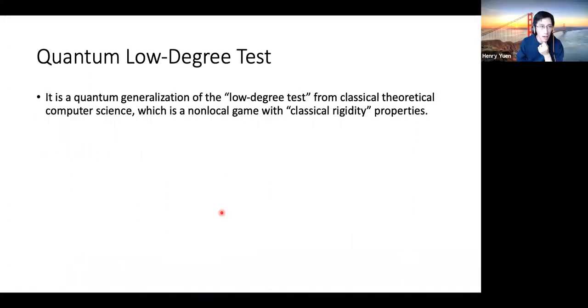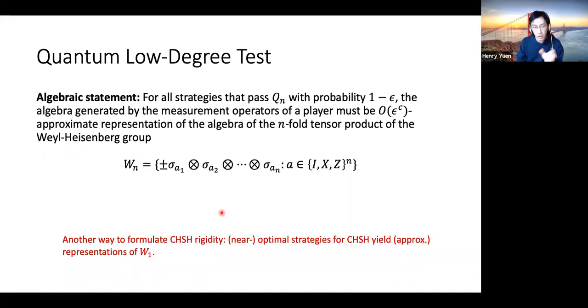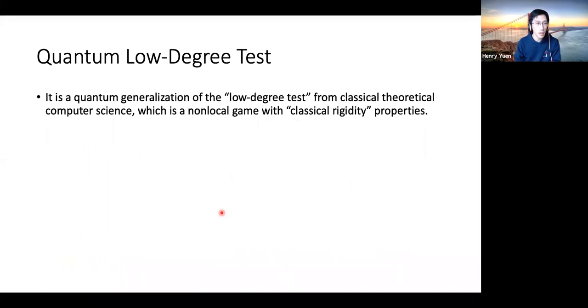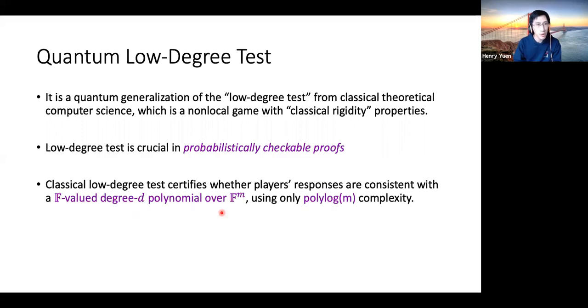Okay. And so that's maybe a more algebraic way of viewing what this test is doing. Where does it come from? What's going on underneath? It's a quantum generalization of something called the low degree test from classical theoretical computer science, which in some sense is kind of like a non-local game with classical rigidity properties. This low degree test was crucial in proving the PCP theorem that was described many slides ago.